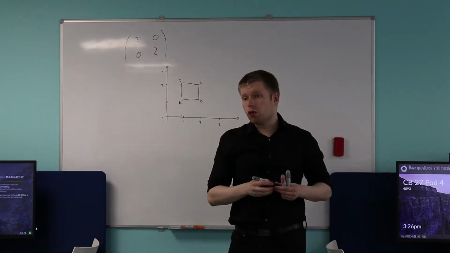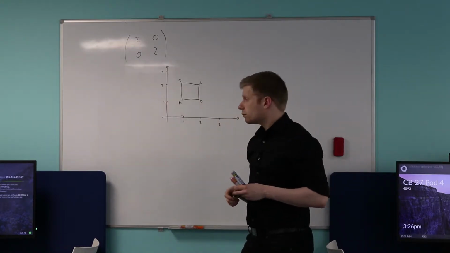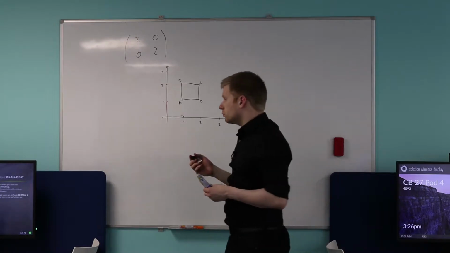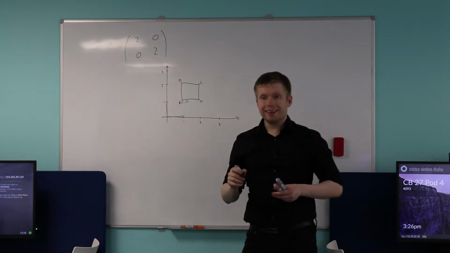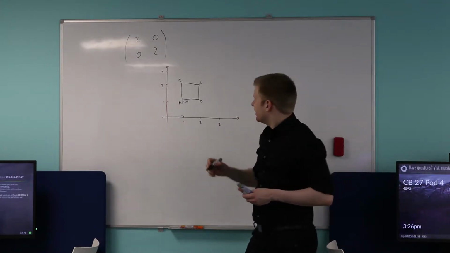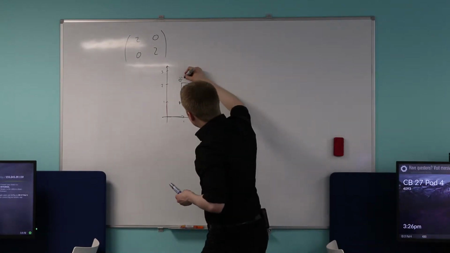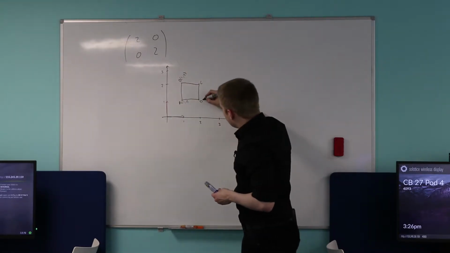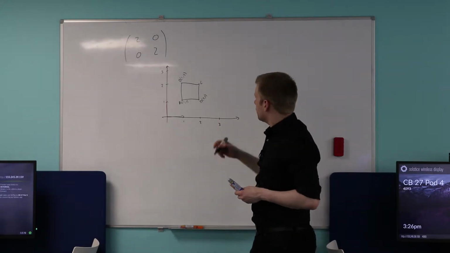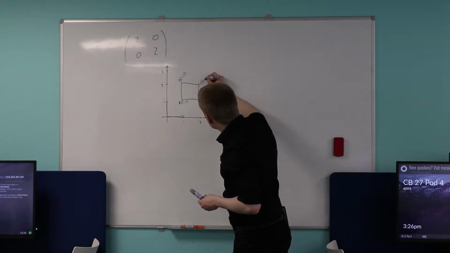So who can tell me what are the coordinates of A? 1, 1. What are the coordinates of B? 1, 2, I think you mean. Yeah, 1, 2. What are the coordinates of D? 2, 1. Okay, 2, 1. And what are the coordinates of C? 2, 2. Okay, fantastic.